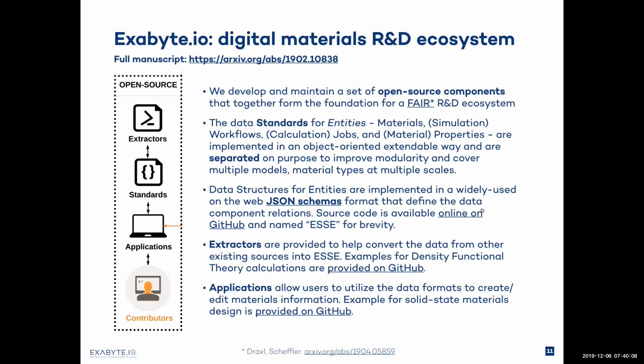These data structures are implemented as JSON schemas and are published online on GitHub as an open source repository that we welcome other people's contributions to. We call it ESSE, for brevity, Exabyte Source of Schemas and Examples. We also provide extractors that help convert the data from other existing sources, like existing density functional theory simulation engines, to ESSE, into the JSON schemas and standards. And that is another open source repository on GitHub with examples for density functional theory.